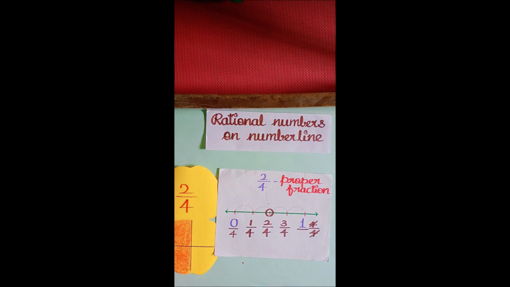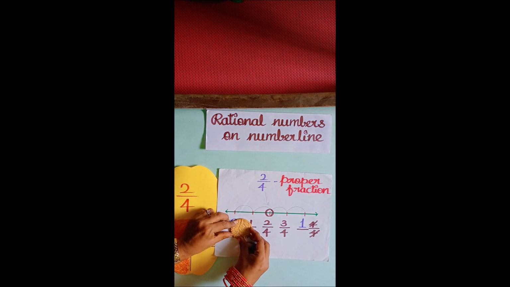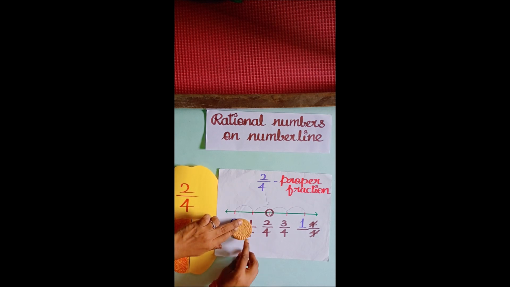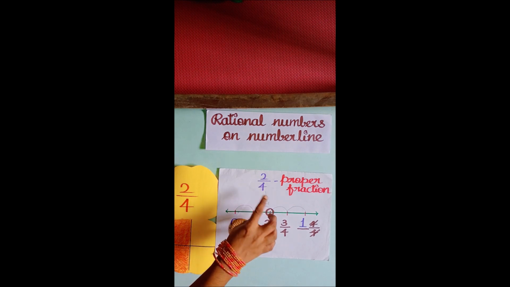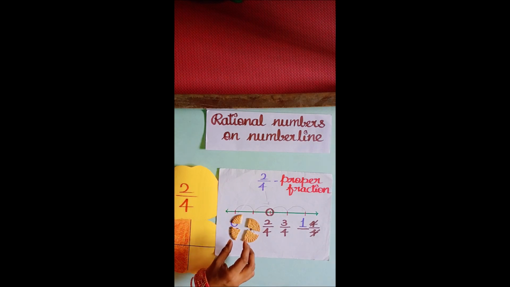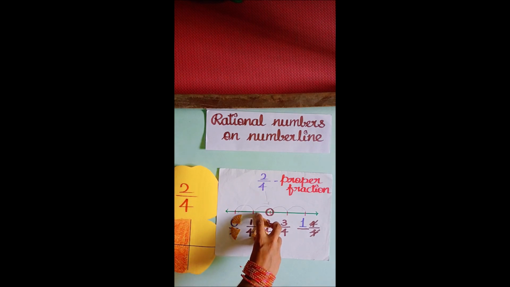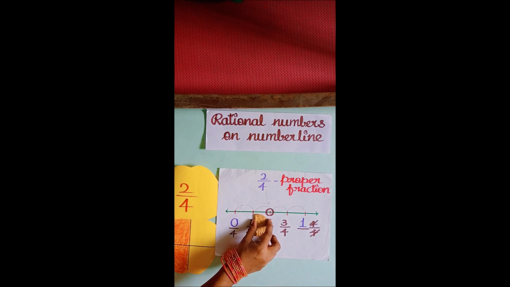So listen here. I have one activity for you. This is the biscuit, that means one whole biscuit. This one can be divided into 4 portions. Now I have separated it into 4 portions. So 2 by 4 represents this only. From the 4 portions, I have taken only 2 portions. This is the representation of this value.